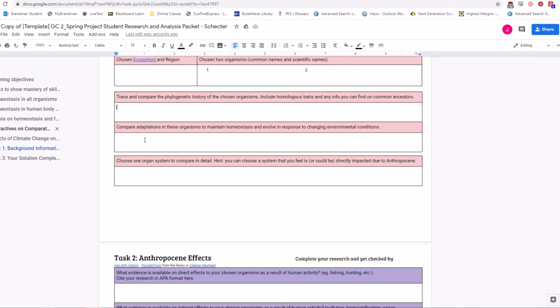Next, trace and compare phylogenetic traits. You're just trying to see, are the 2 species I've chosen closely related, distantly related? What are they also related to? Where are their ancestors around the world? Are they similar, different? You're just tracing its phylogenetic history.